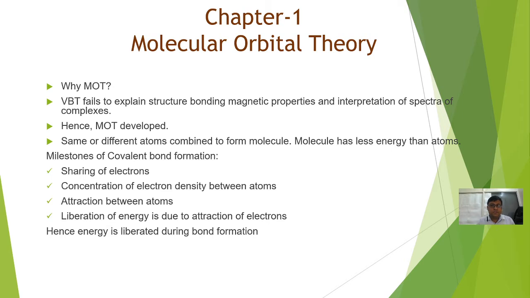Different atoms combine to form a molecule. You know that when atoms combine to form a molecule, that molecule has less energy than the atoms. In the previous lecture we have already seen the assumptions of covalent bond formation. But how does covalent bond formation take place? The sharing of electrons, then concentration of electron density between the atoms, attraction between the atoms. Due to the attraction, there is a liberation of energy, and hence the bond forms.